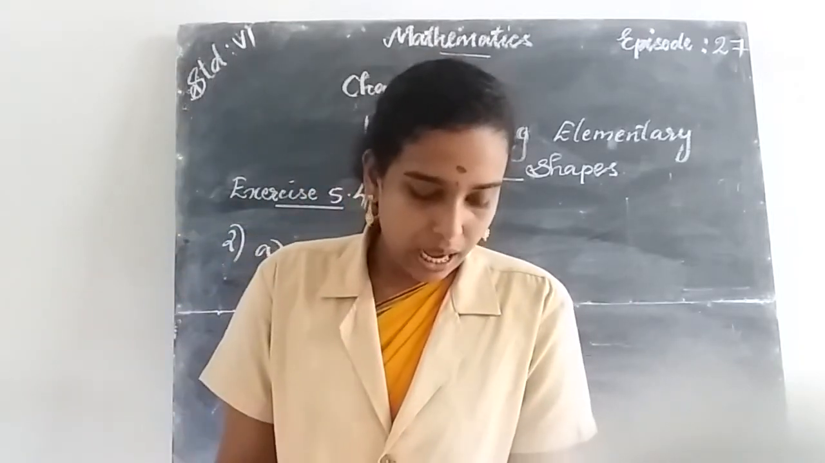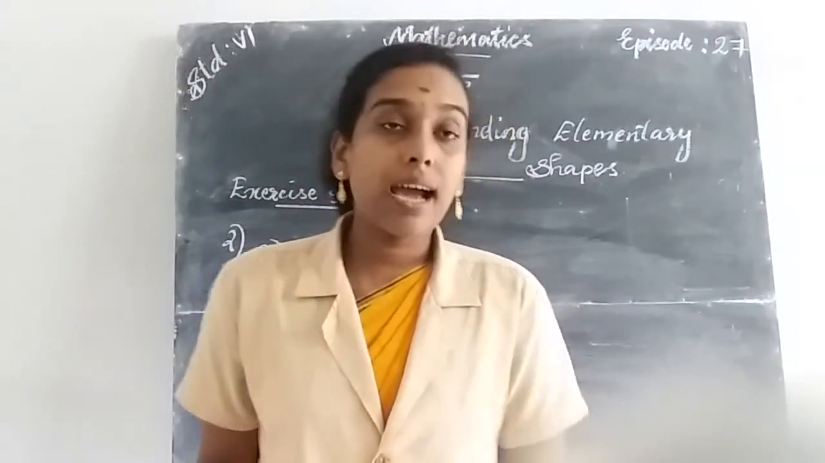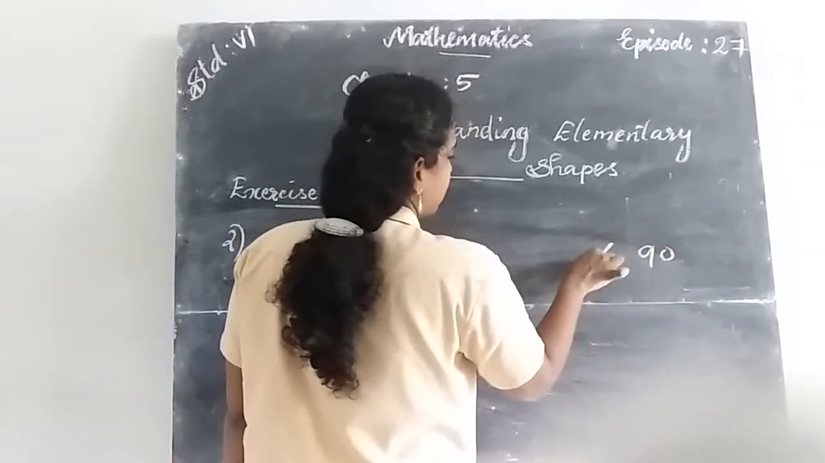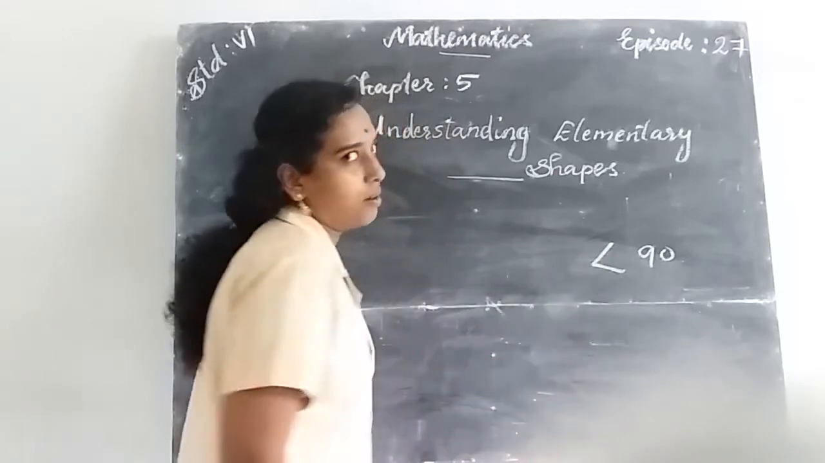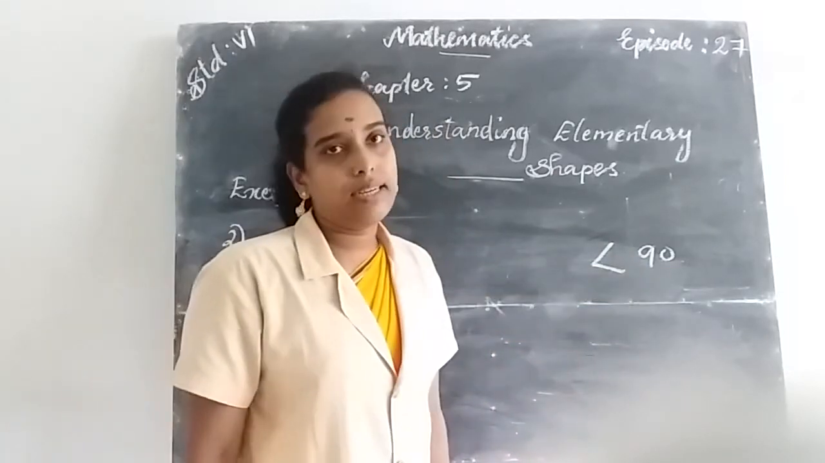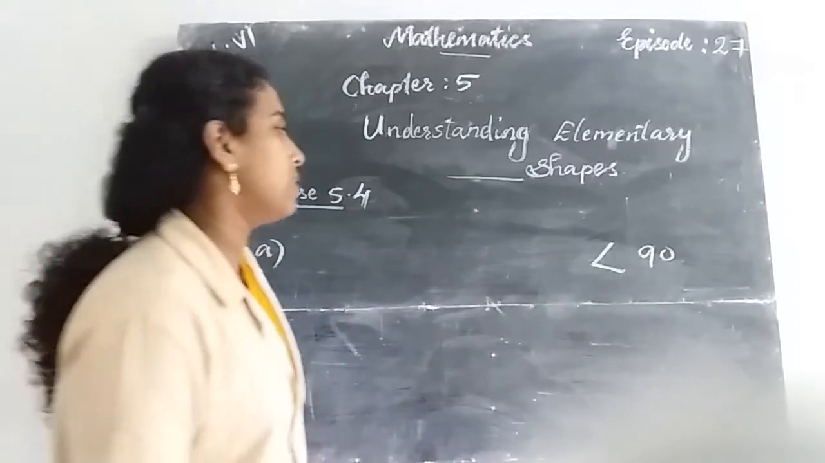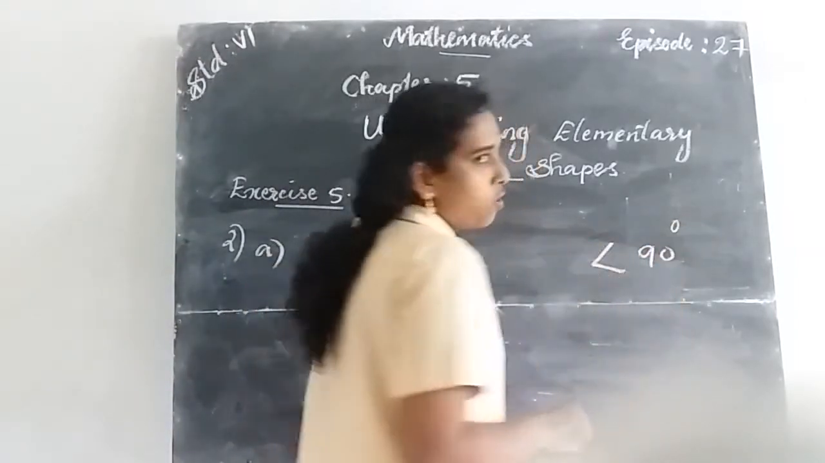The measure of an acute angle is less than 90 degrees. Here the symbol shows less than. Okay, less than 90 degrees. An acute angle is less than 90 degrees. Is the statement true or false?